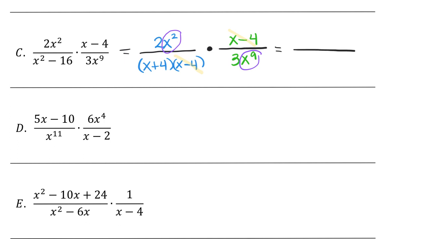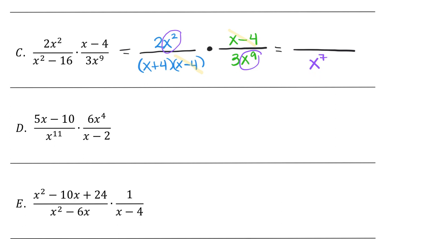Okay, so let me figure out the x's first. I have x to the second at the top, x to the 9th at the bottom. There are more x's on the bottom, so I'm going to leave my x's on the bottom. If I do 9 minus 2, I get 7. So actually the 7th is left at the bottom. Or you could say, I'm going to cancel out x squared. If I cancel out x squared, I'm left with x to the 7th.